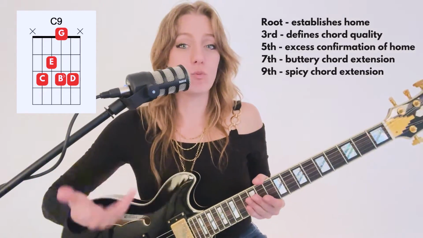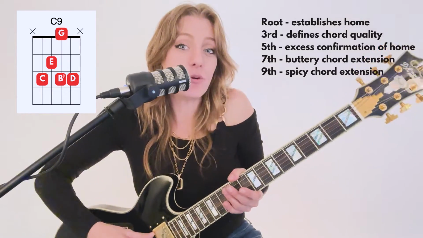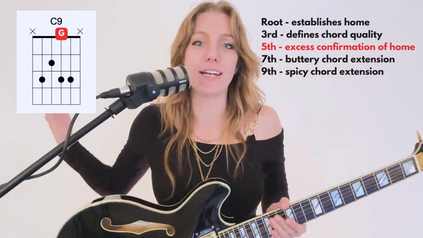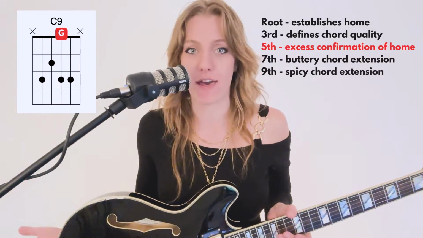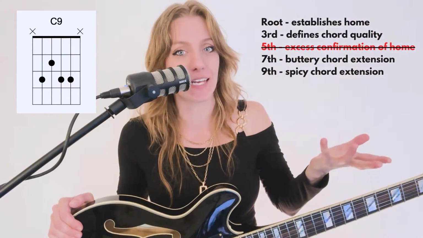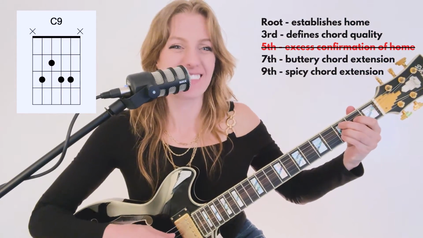So out of all of these, which is the least needed? We're looking at you, the 5th. You're just adding excess confirmation. You're telling us we're in the right house, but you're not adding any decor to the house. So, off to the trenches with you. Go with the trumpets. Get out of here. Here's C dominant 9, no 5th.